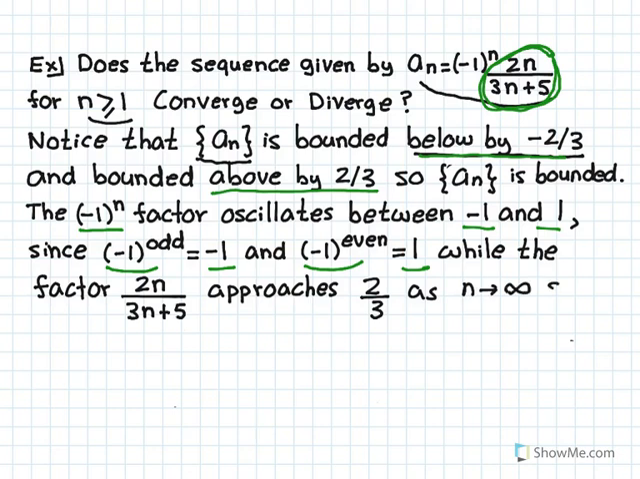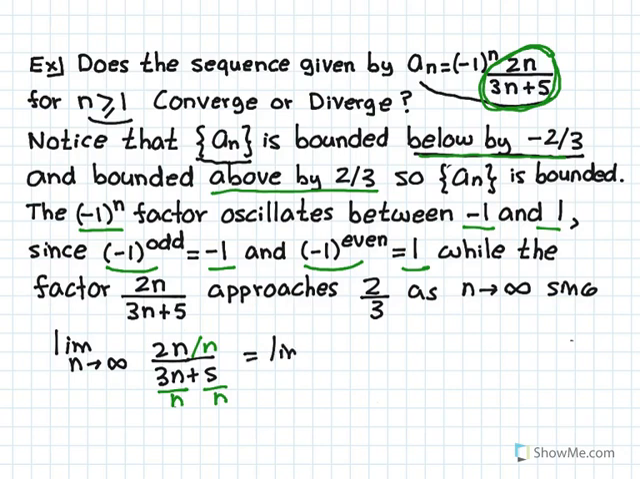Now, we took that for granted, so let's actually prove that formally. Let's take the limit as n goes to infinity of 2n divided by 3n plus 5. Divide by the highest power in the denominator, divide by n, and we get the limit as n goes to infinity of 2n divided by n, that gives us 2, divided by 3n divided by n, we get 3 plus 5 over n. 5 over n approaches 0 as n goes to infinity, and this ratio approaches 2/3.